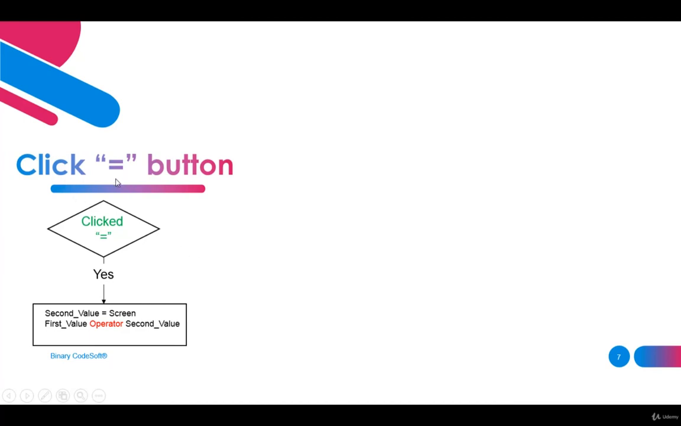If we click the equal button, then we get the result: second value equals screen, first value, operator, second value.